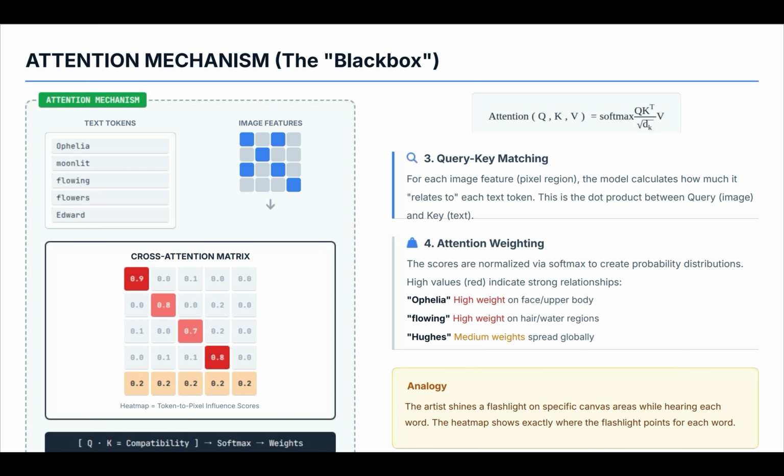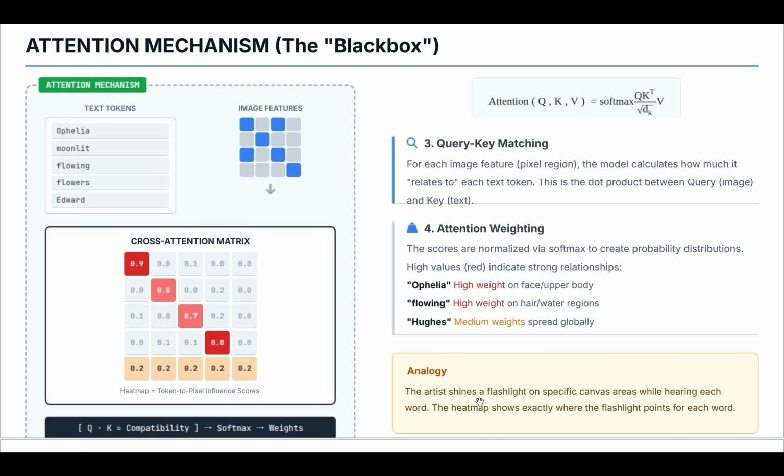So this one is the attention weighting. The scores are normalized via softmax to create probability distributions. High values in red indicate strong relationships, like Ophelia with high weight on face and upper body, and flowing with high weight on hair and water region. So the artist shines a flashlight on a specific canvas area while hearing each word. The heat map shows exactly where the flashlight points for each word.